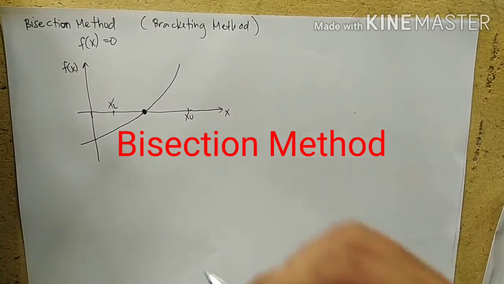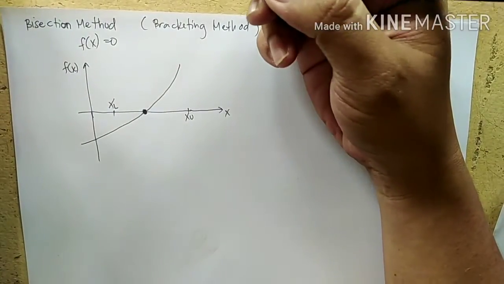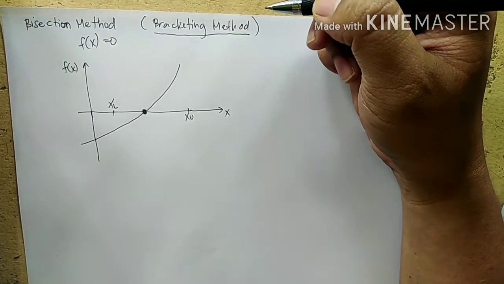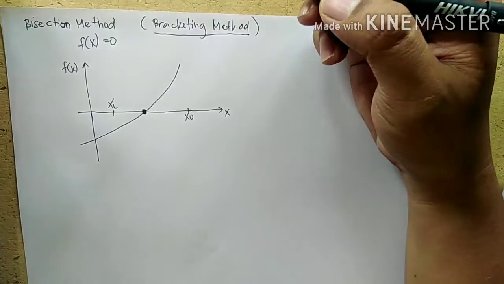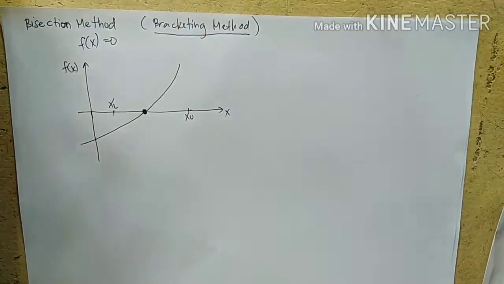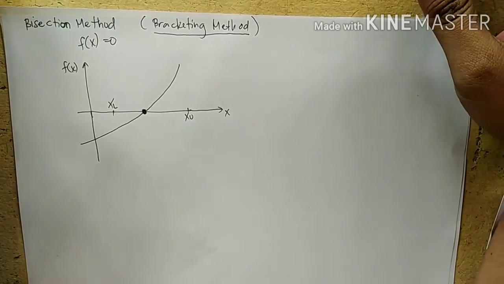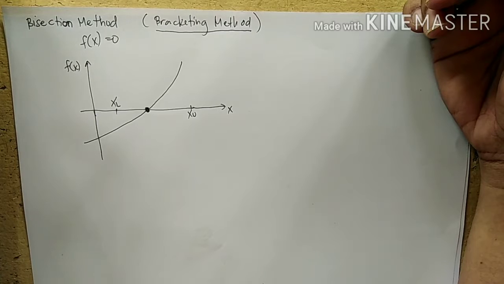Hello, I'm going to talk about the bisection method. Bisection method belongs to a bracketing method, which is a method that finds the roots of a function. So, in the traditional way of solving the root of a function in our algebra, we use the quadratic equation, we use the factoring method as well as the expansion.